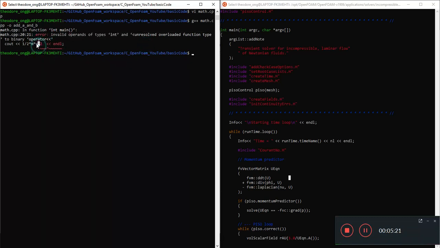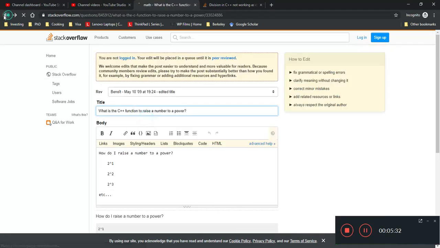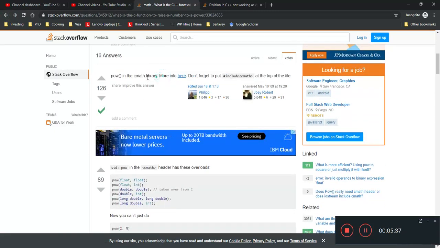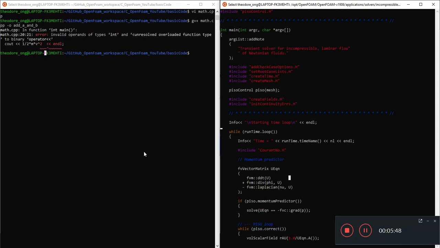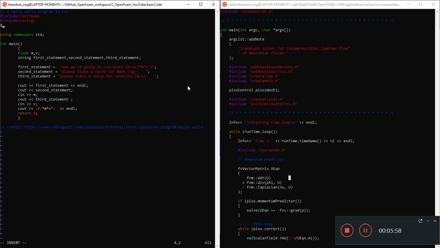So how do you have power in C++? You cannot use this to the power of 2. If you look at Stack Overflow, another very common question is this. They tell you to use the power function in the CMath library. To include the CMath library, you need to type this at the top of the file: include CMath. So this is the other library we need to take a look at. I'll include these links in the video description to give credit to those who answered.